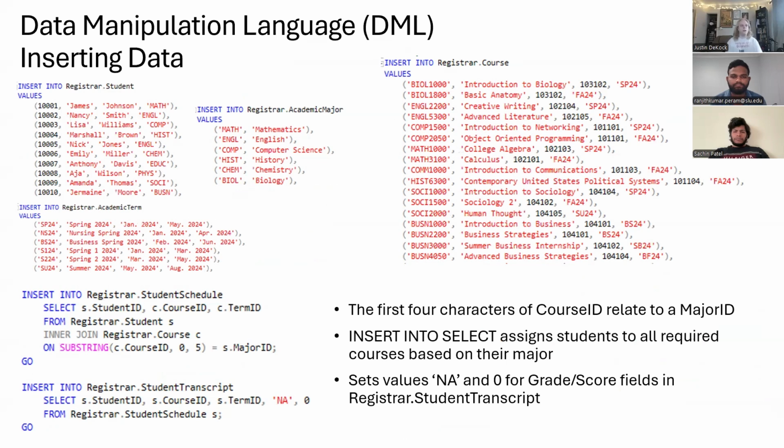And here we're going into DML. These are just some manual inserts of data. One thing to note is that all of these course IDs start with a 4-character string, and these all relate to a major. This goes back to that assumption that students have to take certain courses based on their major, so these insert into selects match on this substring. And same here with the student transcript, this basically copies what we just did, with default values of NA for the grade and then 0.